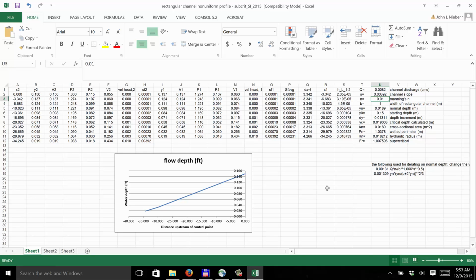So let's go through that procedure quickly here. Let's say that I find that I really want to increase Manning's n slightly. So I'll put in 0.015 here for the Manning's n. You note then that we get an imbalance down here. These two numbers here are not equal to each other. That's because my normal depth is off. My normal depth actually has to increase. So I'm going to increase it somewhat.